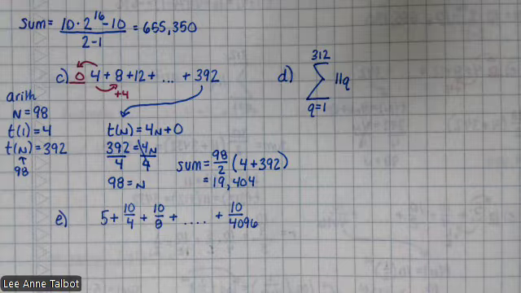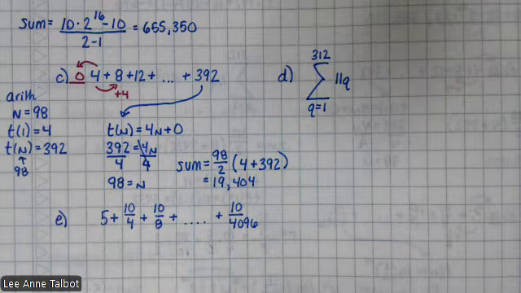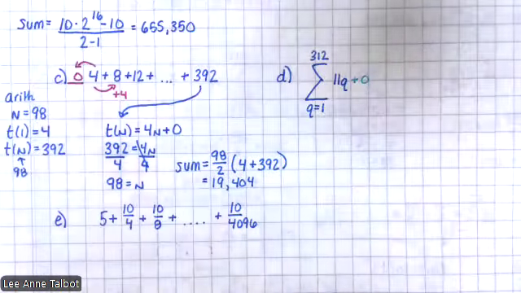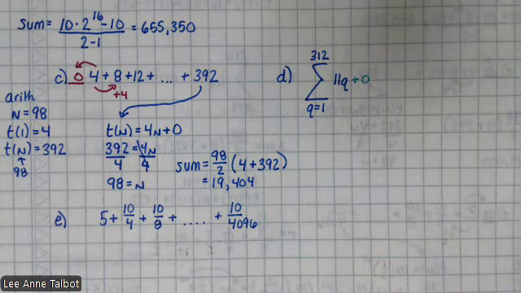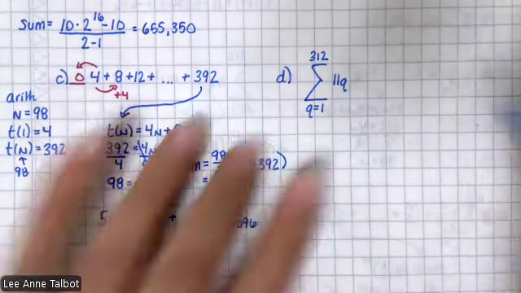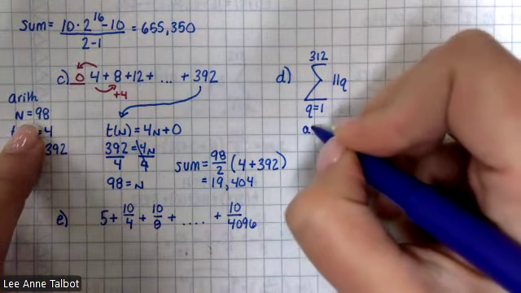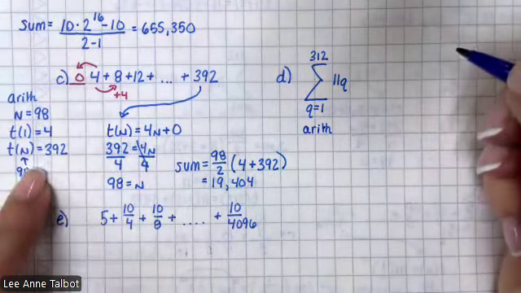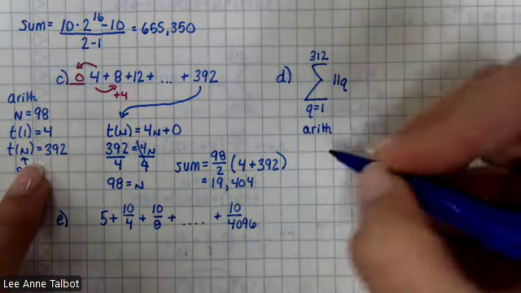Okay, D. Arithmetic or geometric? Nope. Geometrics have exponents. Okay, maybe this would help your brain. Wait for it. Okay, arithmetic or geometric? Arithmetic. Because those look like mx plus b. So without the plus b, it might have been confusing. Okay, I did that with erasable pen so I could. Okay, with arithmetic, you need 3 things.